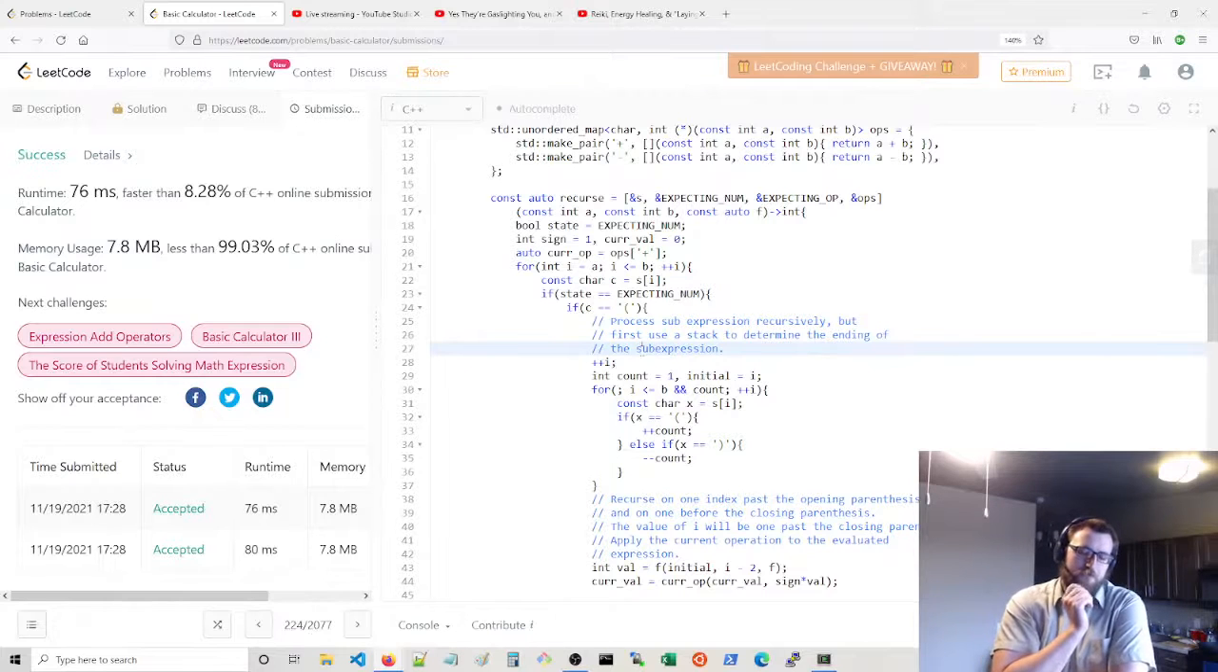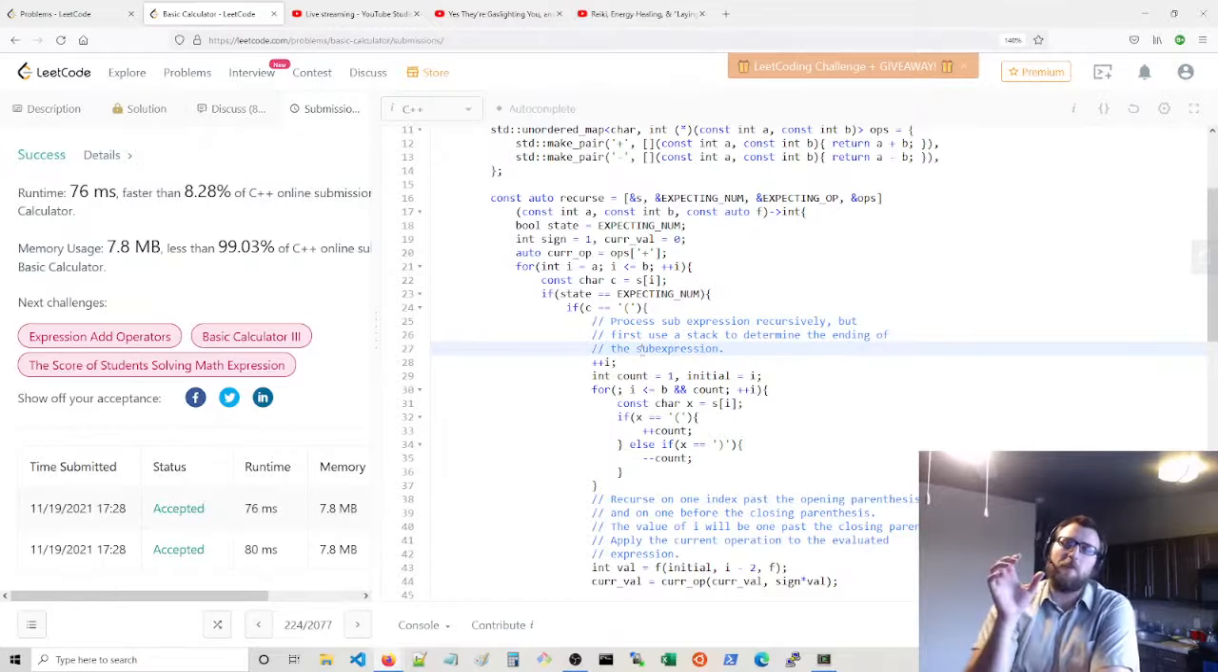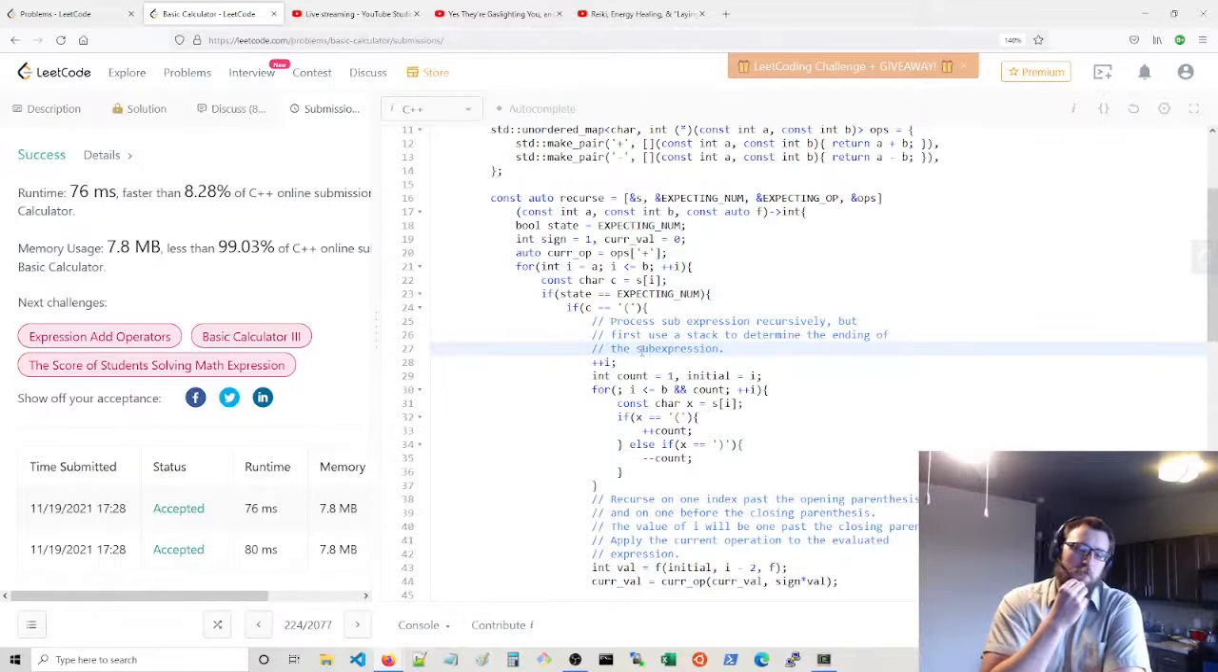And then when you're done evaluating, when you see a closing parenthesis, that's when you can pop the previous stack, and whatever number you have now, you could apply it to that value, the previous value in the stack, and then continue parsing. So you can do it that way. That's a more efficient way to do this.